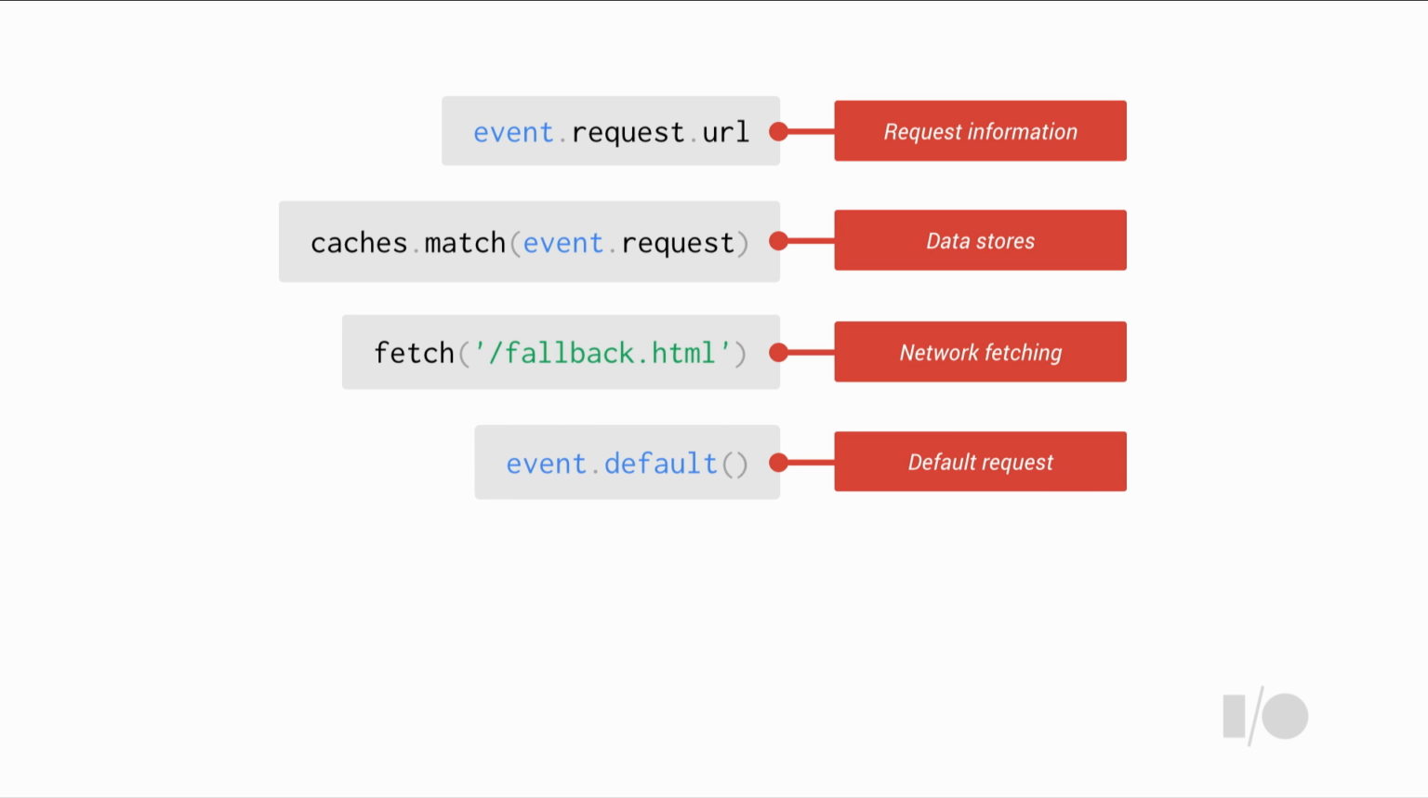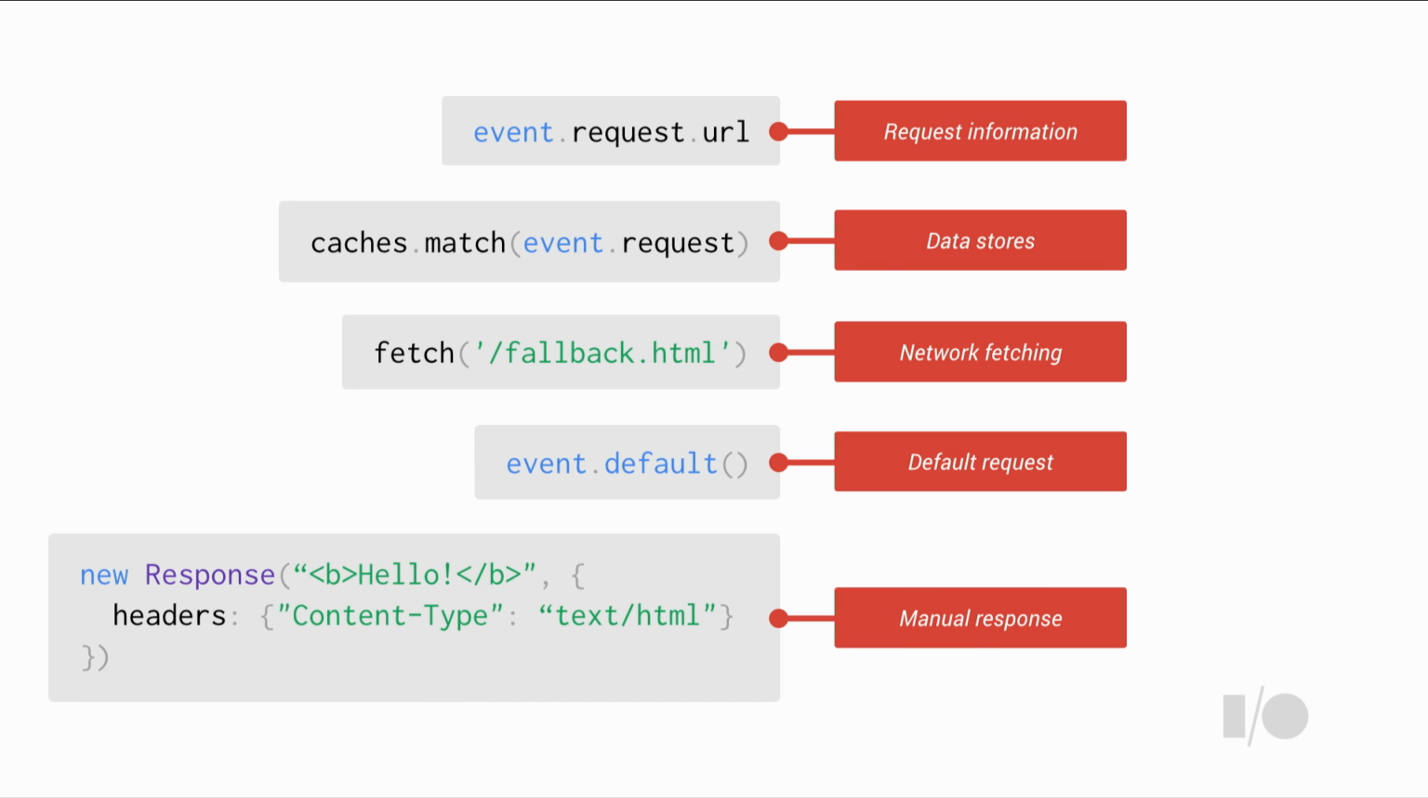We've also got event.default, which is a nice helper for just doing what the browser would normally do in this instance. But you can also create responses manually using the Response constructor. And you can pass in text like we have here, but you can also pass in a blob or an array buffer.